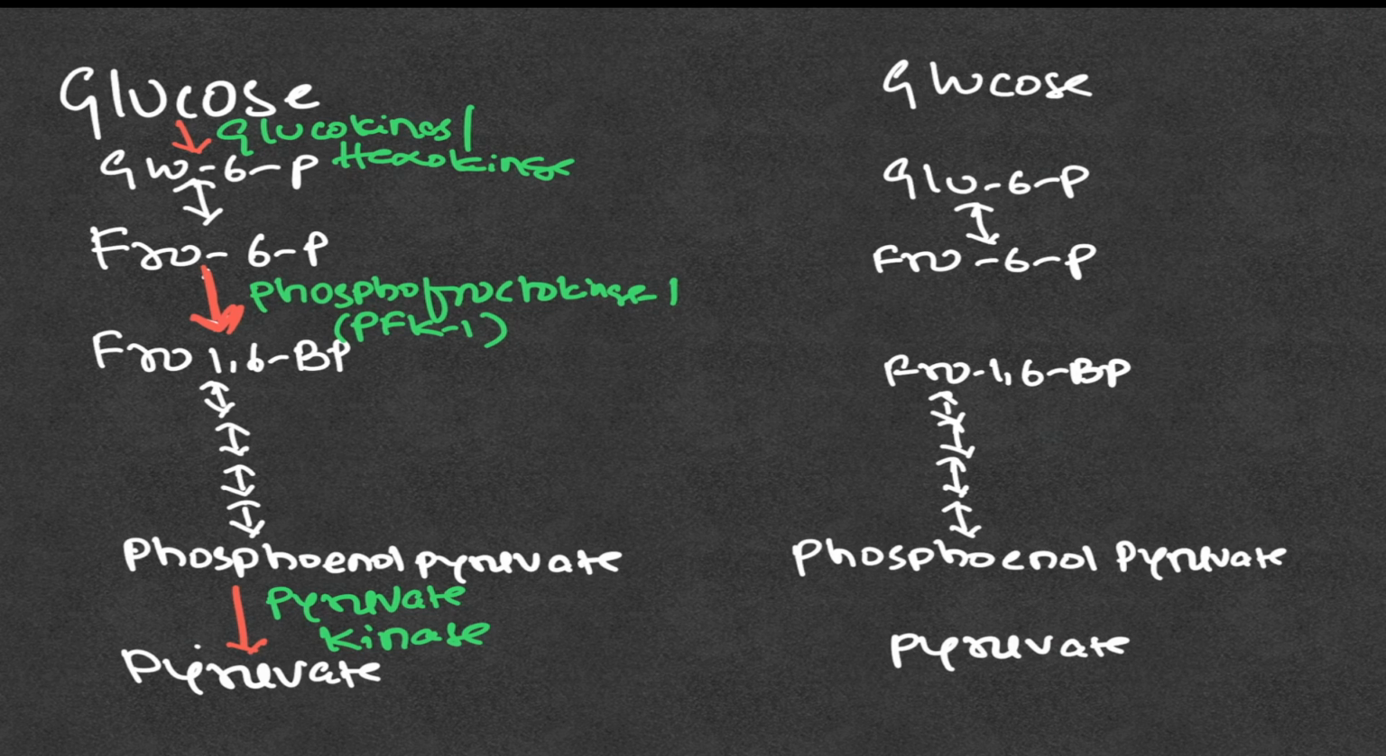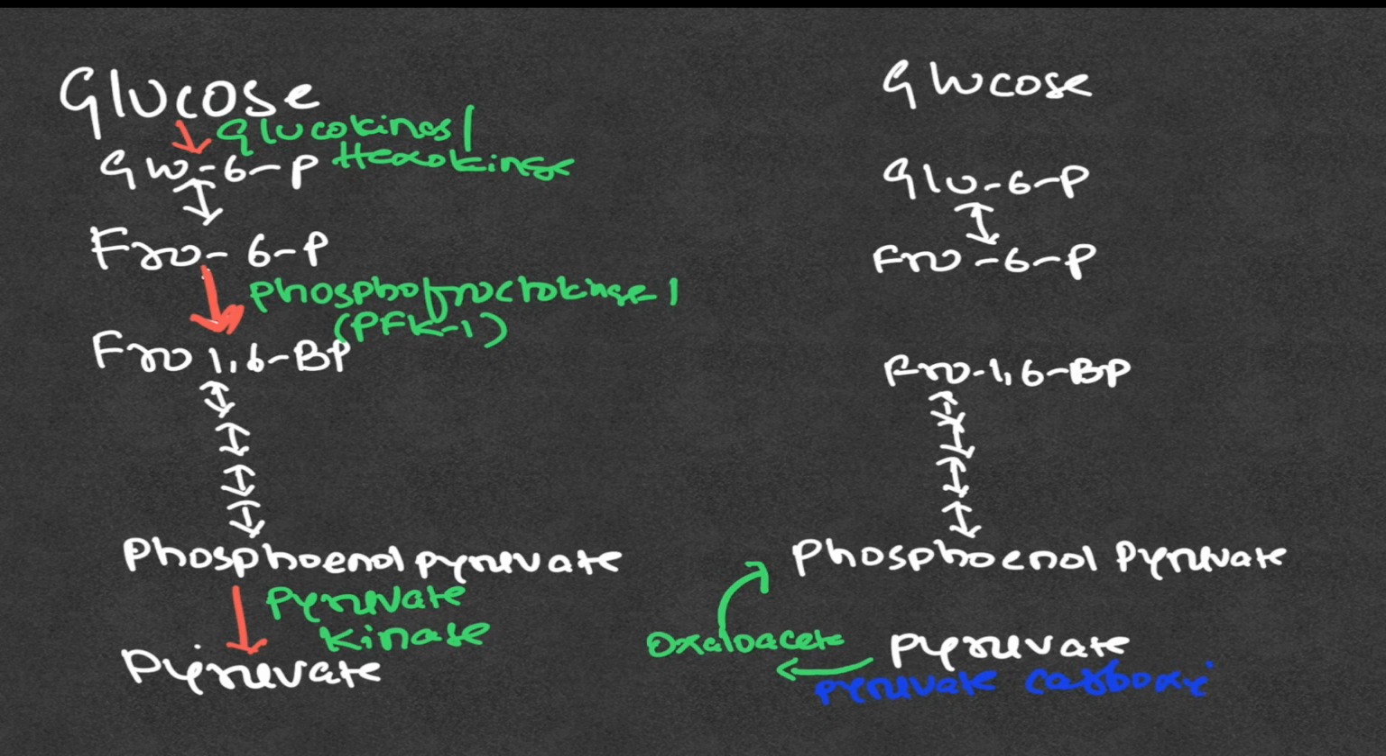There is a way to take pyruvate back into phosphoenolpyruvate. We need to first convert pyruvate into oxaloacetate, and oxaloacetate will be converted into phosphoenolpyruvate. So basically we have two reactions which will take pyruvate back into phosphoenolpyruvate. Pyruvate into oxaloacetate is done by the enzyme pyruvate carboxylase.